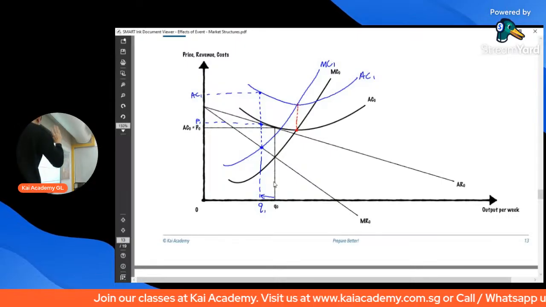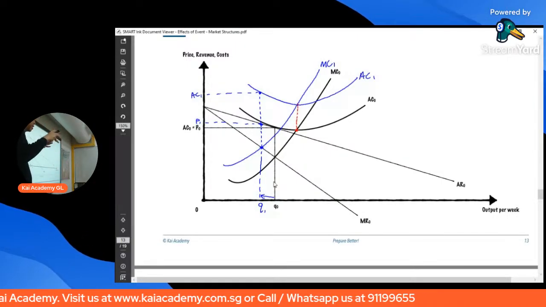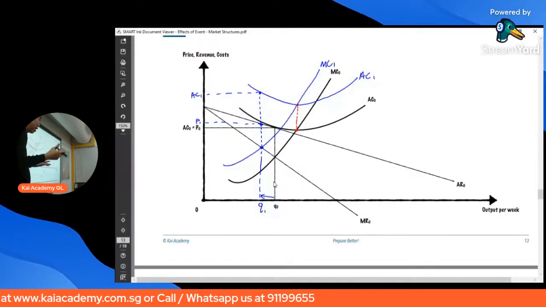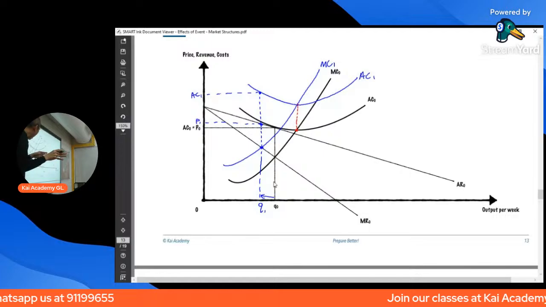Right, so again, let's assume that firms do not shut down in the short run. Assume for simplicity that at this point, their revenue is still enough to cover the cost. So then this is short run equilibrium. Now, in the long run, what happens?